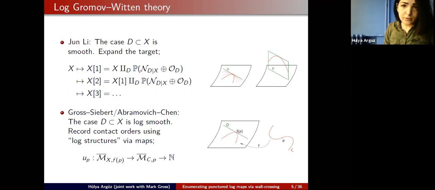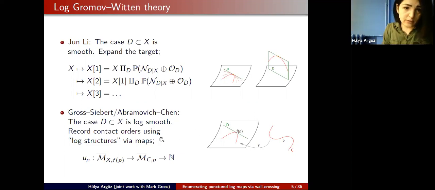So the idea is, if you have a point P on your source curve mapping to f(P), and it has a contact order with your divisor D, the idea is to record the contact order by some maps of monoids, which are log structures, which we denote by M bar X. By this map u_P from M bar X at f(P) to M bar C at P to the natural numbers. So the image of this map will be an element in the natural numbers, and it will be the contact order. So imagine you have a map sending 1 to 5, and the contact order is 5. So you record contact orders by looking at such maps.